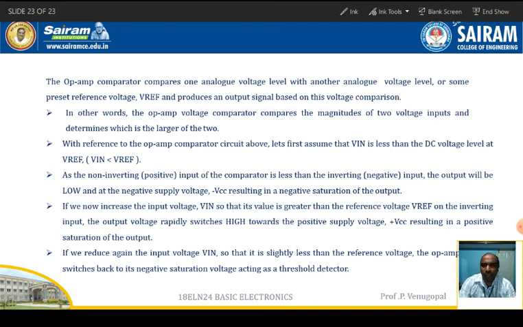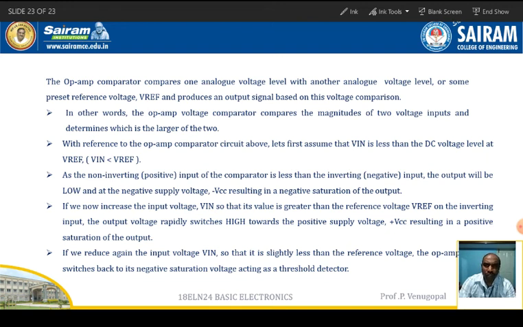That voltage level may be a preset reference voltage, or V reference, and it produces an output signal based on this voltage comparison. In other words, an Opamp voltage comparator compares the magnitude of the two voltage inputs and determines which is larger of the two. With reference to the Opamp comparator circuit above, let's first assume that Vin is less than the DC voltage level at V reference. That is, Vin is less than V reference.